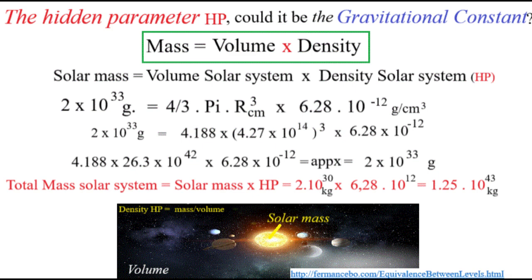And of course, seeing their similarity in concept and measurements, I wonder, could the concept and value of the hidden parameter be the same as the gravitational constant? And since I'm not sure of anything, I'll leave the question there.